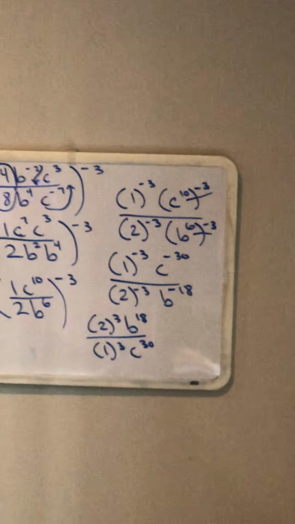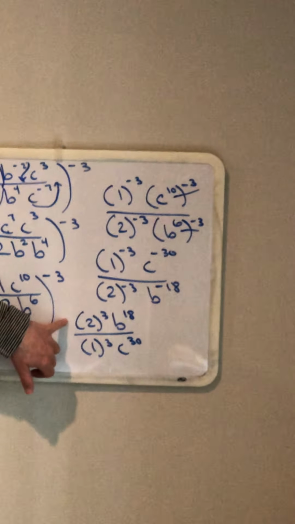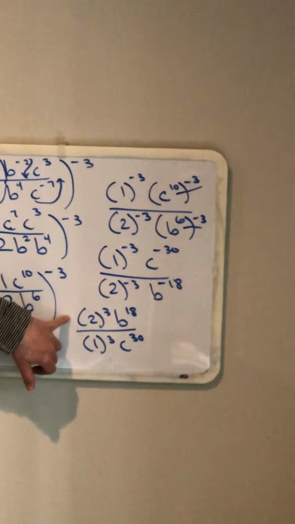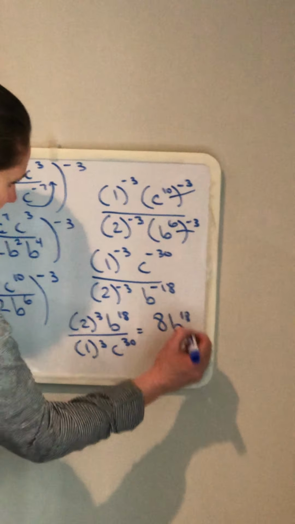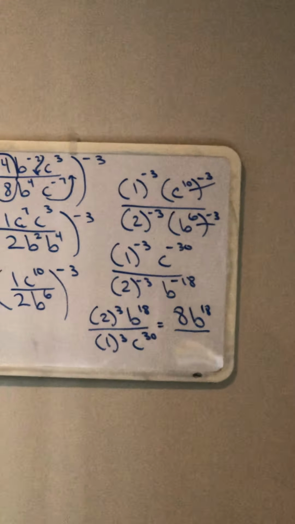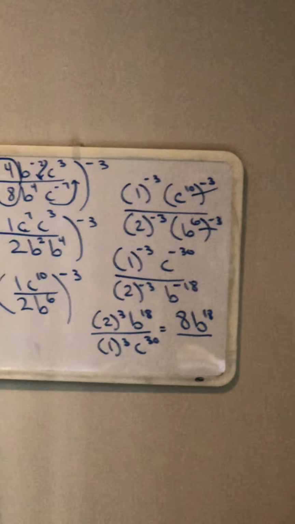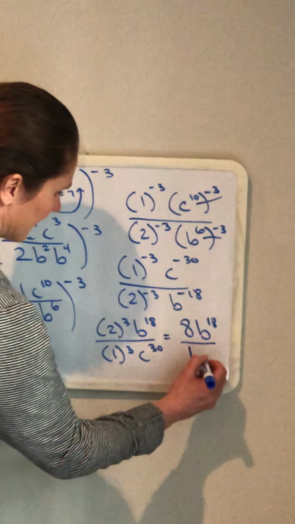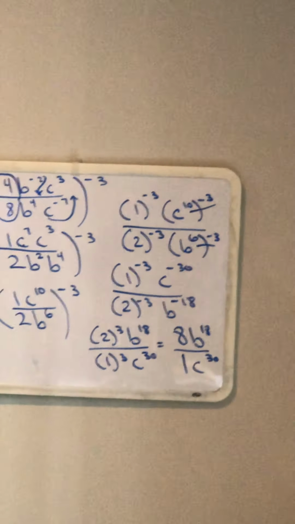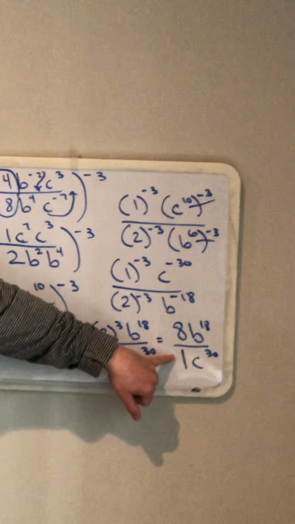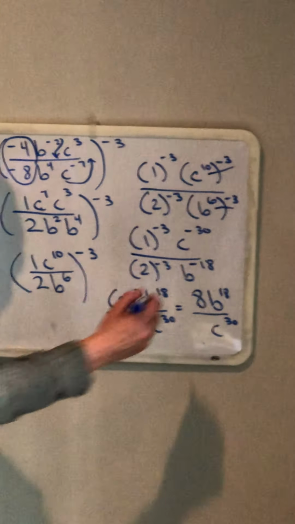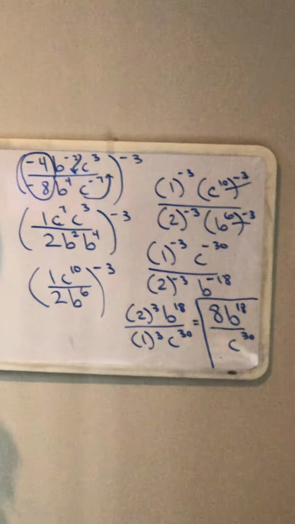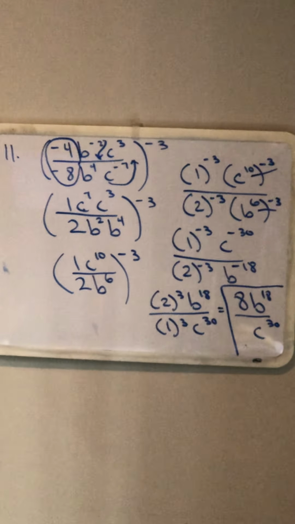2 to the 3rd means 2 times 2 times 2, which makes 8. So in the numerator you have 8b to the 18th over 1 to the 3rd, which is 1 times 1 times 1, still 1, and that's 1 c to the 30th. That 1 is optional. And that is your final answer for number 11. And I'll be back with 13 and 15.